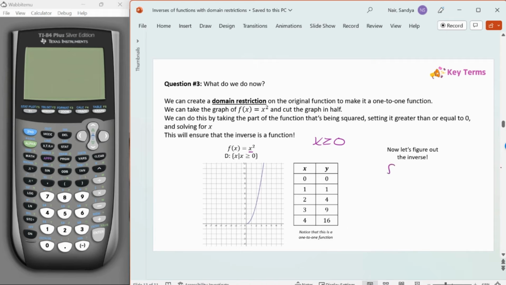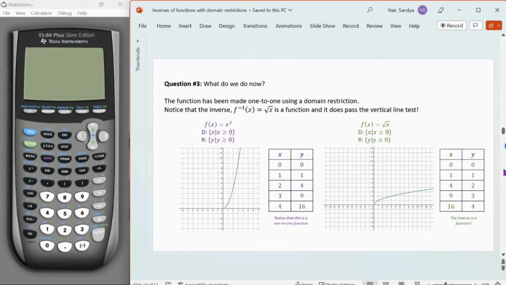So now when we figure out the inverse, we have f of x equals x squared, right? Which gives us y equals x squared. And then when we switch x and y, we get x equals y squared. And now we can take the square root of both sides, which gives us the square root of x equals y. Okay, and so this square root is the principal square root, right? So that's just the positive square root. And so that's all we need to get the inverse of this function.